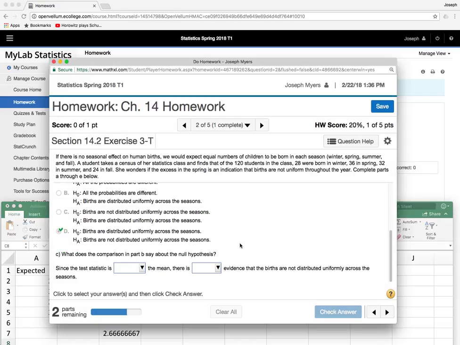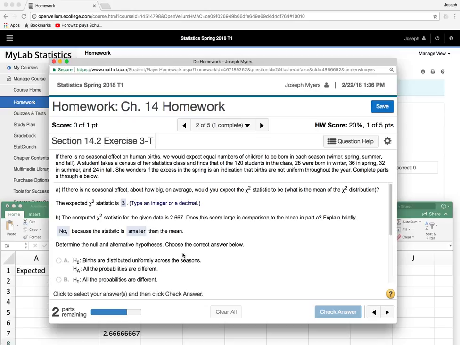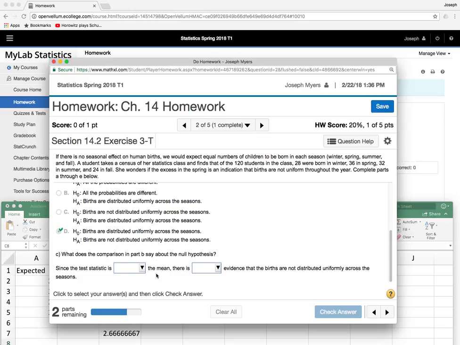What does the comparison in part B say about the null hypothesis? So since the test statistic is very small, in fact it's actually less than the mean, there is very little evidence at all that the births are not distributed uniformly across the seasons.